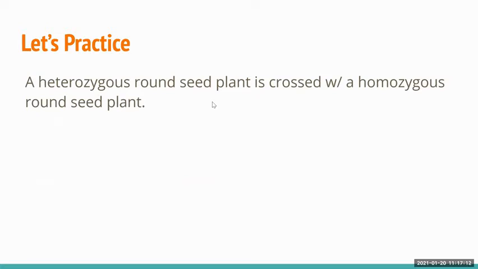Okay, so the first step is to always read your word problem. So here we have a heterozygous round seed plant is crossed with a homozygous round seed plant. Okay, second step is to write down all the information. So I'm going to note that we have a heterozygous and it's round. And then we have a homozygous, and that it's round. So in order to do my Punnett square, I need to have actual genotypes, like letters. So I'm going to pick a random letter. We're going to go with B. Okay, I'm going to use B's for this.